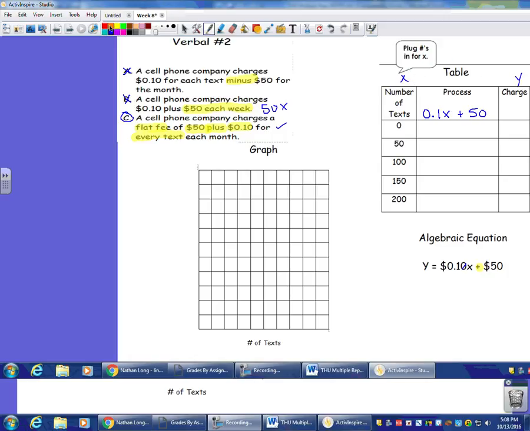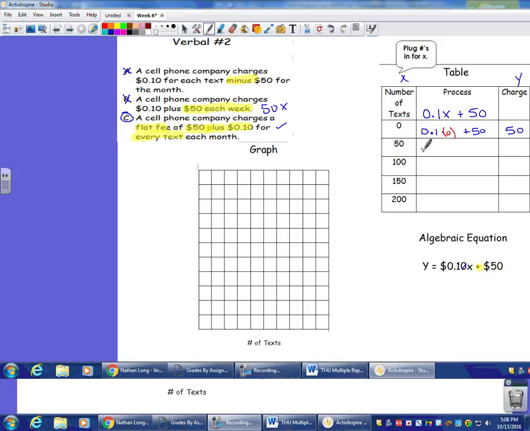So looking at this, I am going to write 0.1 times, and I'm going to say 0. And then I would say plus 50. And anything times 0 would be 0, plus 50 would give me 50. So this means that even if I don't send any text messages, I still owe $50.